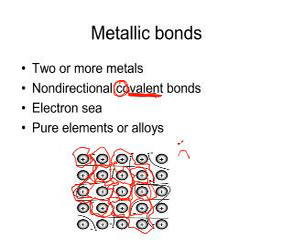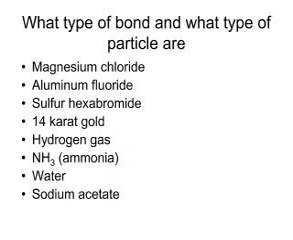So there's your electron sea, only it's not one electron. It's a bunch of electrons doing that same thing. Metallic bonds happen in pure elements or alloys. Remember, an alloy is a homogeneous mixture of solids, and those are metals as far as I know.